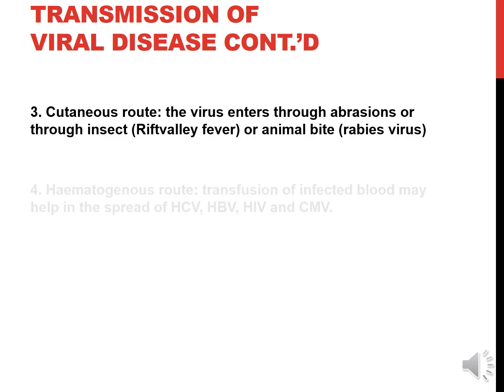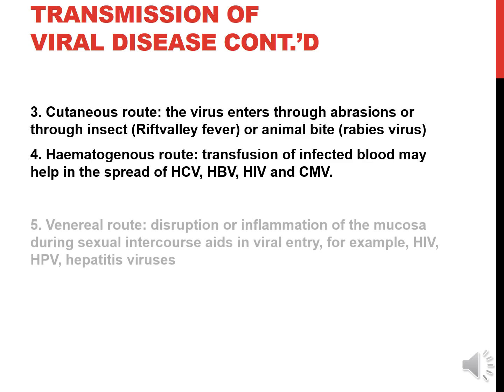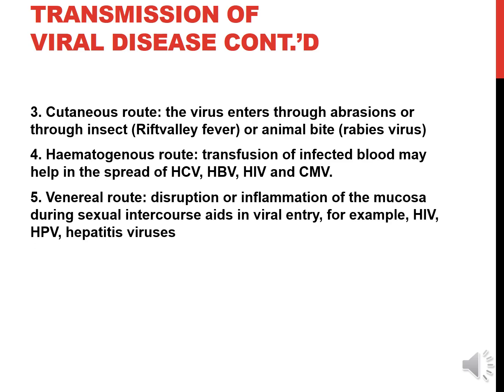Next is the cutaneous route. The virus enters through an abrasion, through an insect bite or animal bite, for example rabies. Hematogenous. Hematogenous is transmission by infected blood, which may help in the spread of viruses like hepatitis B, hepatitis C, HIV, and CMV. So next is the venereal route. It may be caused due to disruption or inflammation of the mucosa during sexual intercourse. So diseases like AIDS have this sort of spread.